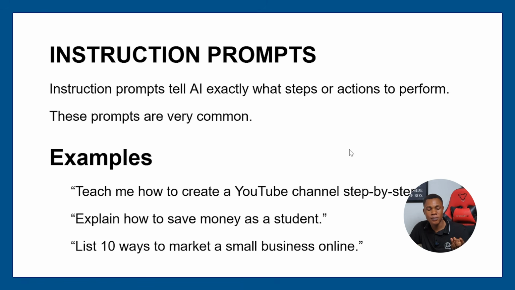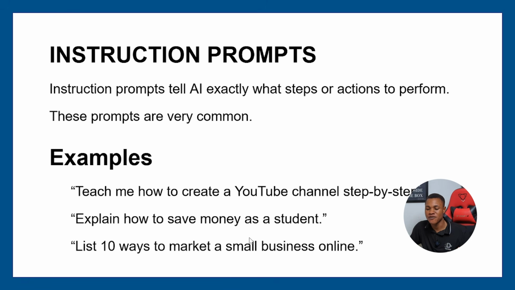We have talked about the simple prompt. We have talked about the detailed prompt, and now we are talking about the instruction prompt. Instruction prompts tell AI exactly what steps or actions to perform. These prompts are very common. For example, teach me how to create a YouTube channel step by step. That is an instruction prompt, right?